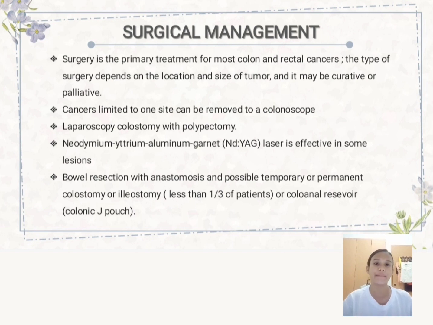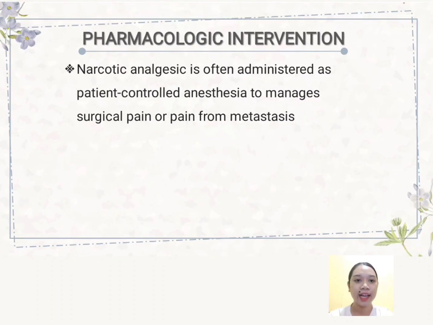So to sum up the medical and surgical management, we have the 4 treatments: surgical procedure, chemotherapy, radiation therapy, and targeted molecular therapy. Among the 4 treatments or management, the surgical procedure is the primary treatment or the treatment of choice for most cancer patients. Next topic that I will discuss is about pharmacologic intervention. Narcotic analgesic is often administered as patient-controlled anesthesia to manage surgical pain or pain from metastasis.